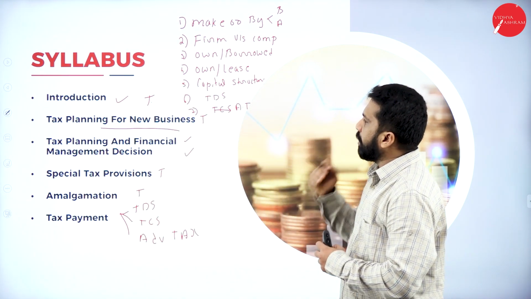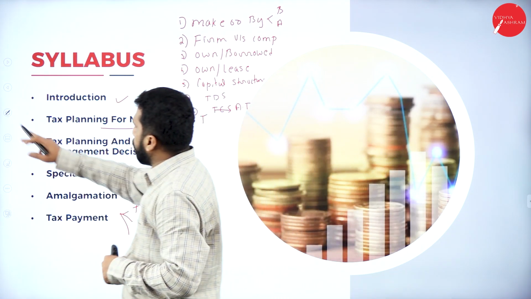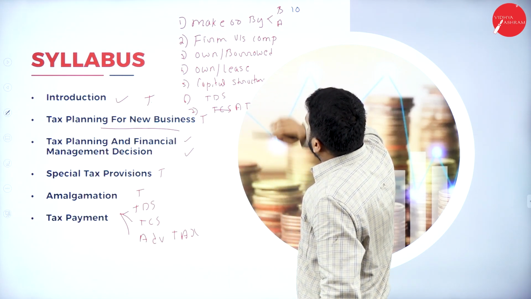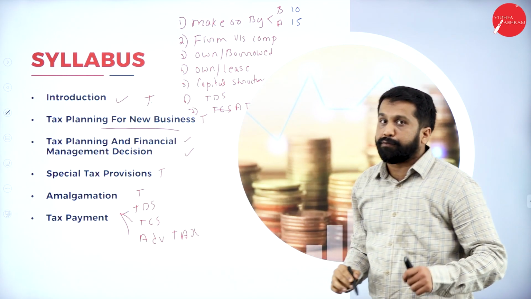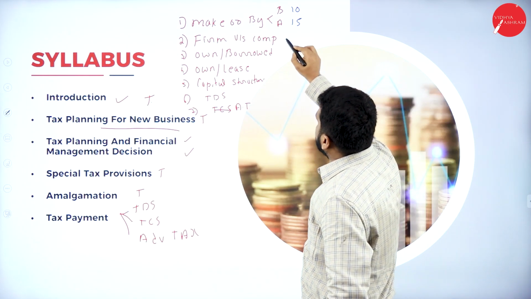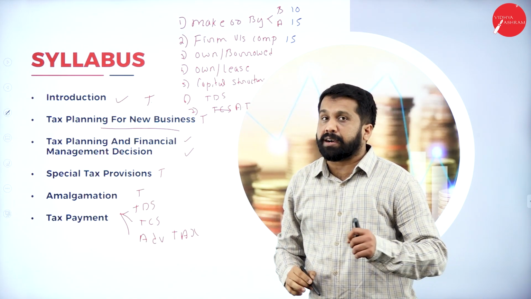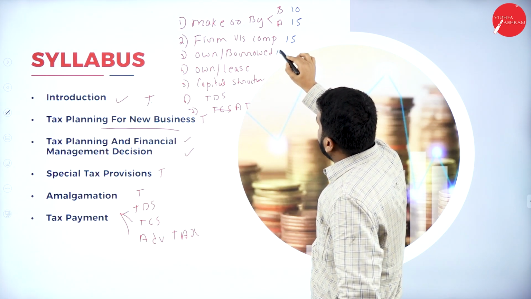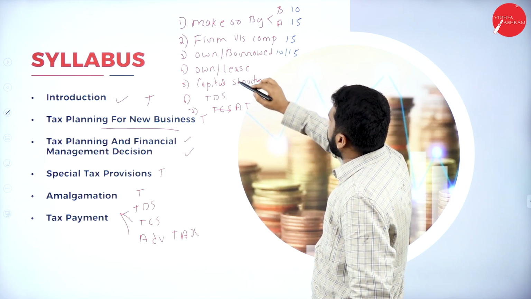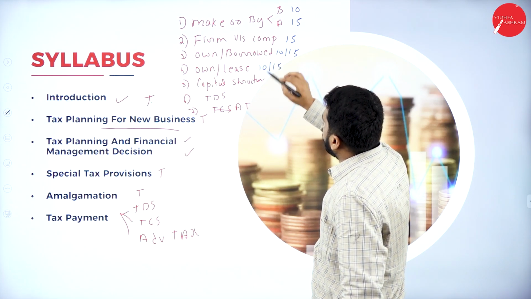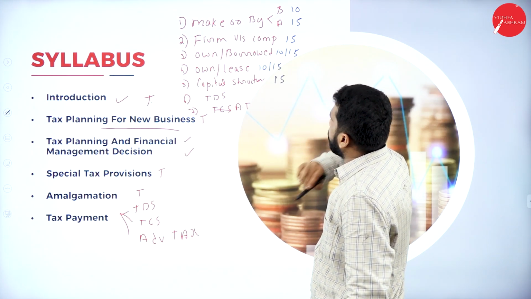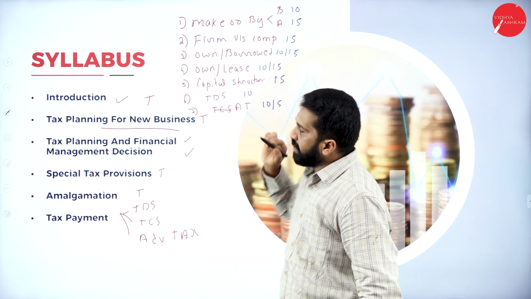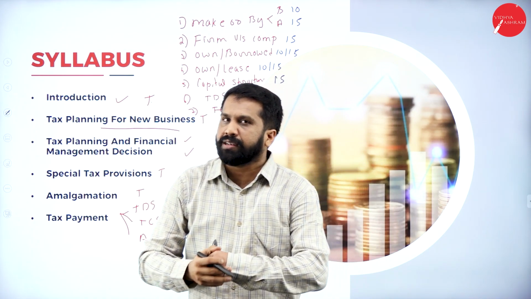Now, what is the marks allocation for this? Make or buy decision: if it is a basic one, 10 marks. Advanced one, it will be 15 marks. And firm versus company, it is a compulsory 15 mark question in your examination. Own fund or borrowed fund, it may come for 10, it may come for 15. Own or lease, 10 or 15. Capital structure, it is 15. TDS, 10 marks. Advance tax, 10 or 5. These are your marks allocation in your question paper.